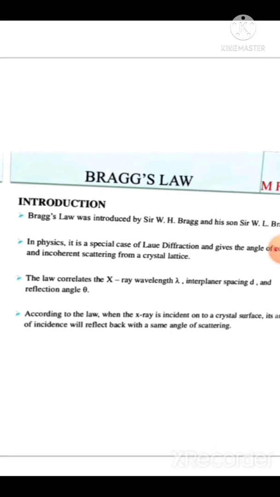This is the introduction of Bragg's law. In that, it is a special case of Laue diffraction and gives the angle of incidence and coherent scattering from a crystal lattice. According to this law, when X-ray is incident on a crystal surface, then it will reflect back with the same angle of scattering. This is the general introduction of Bragg's law. We will move towards the next slide.